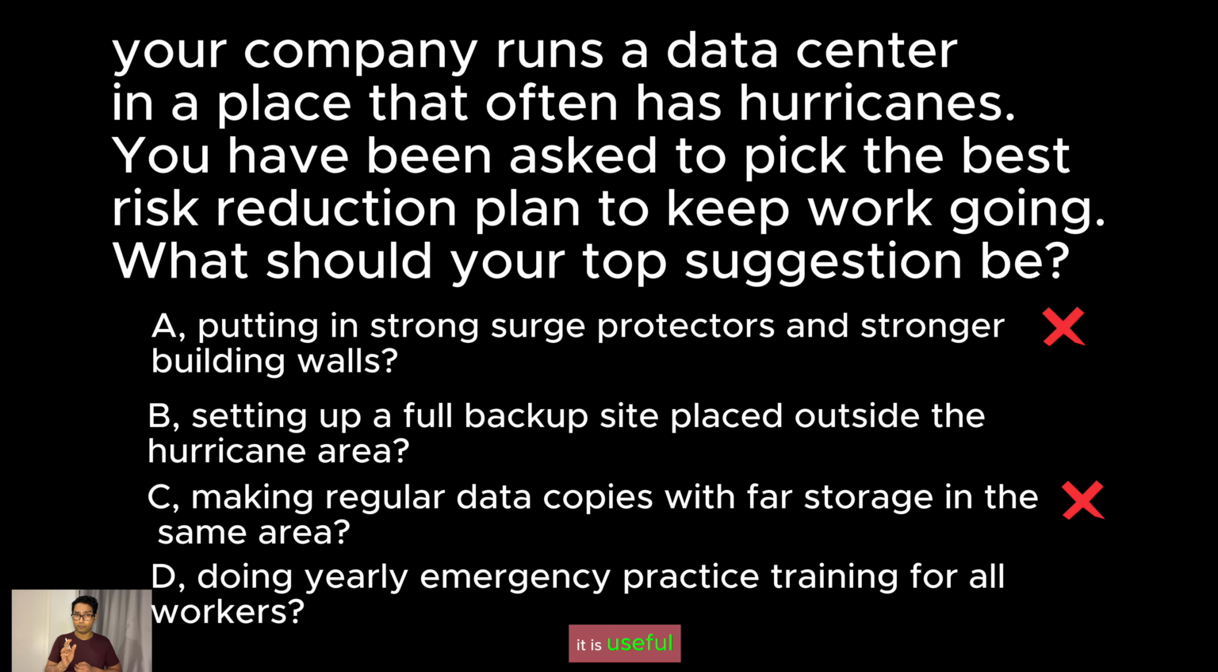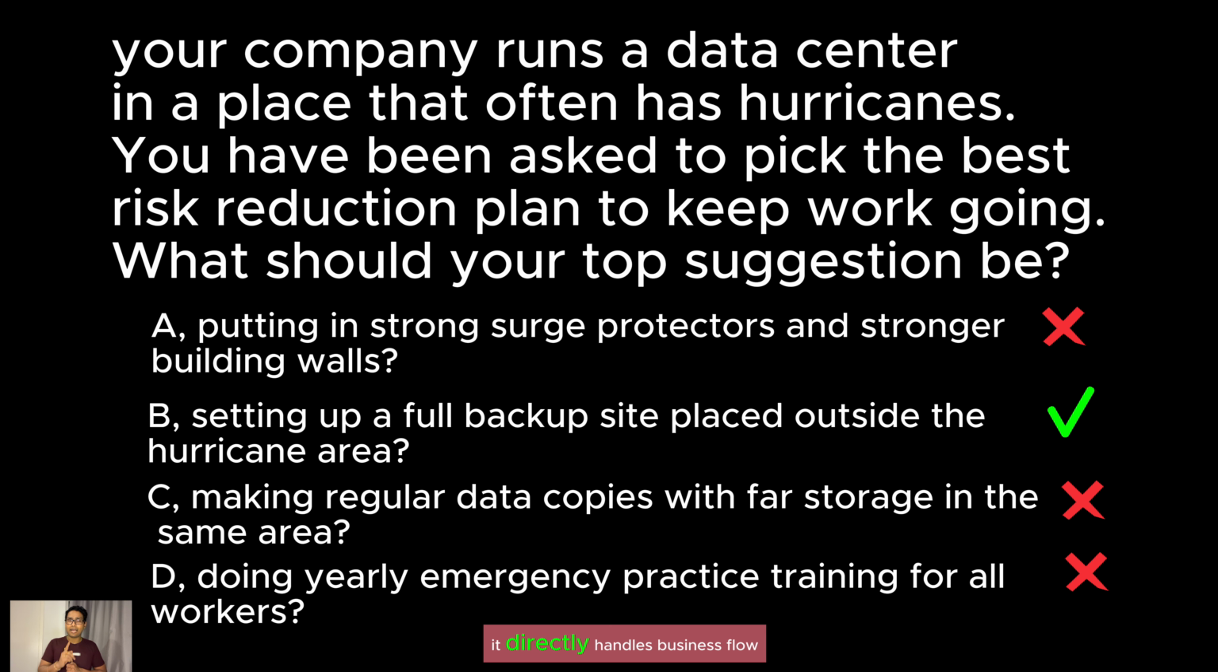It is useful, but alone it does not lower the larger risks well. Which of these is the best fix for handling the risks of the data center being in a hurricane area? In this case, this will be answer B. Why? This will be your best answer. It directly handles business flow by placing the data center outside the risk area. This reduces the risk of a local disaster.